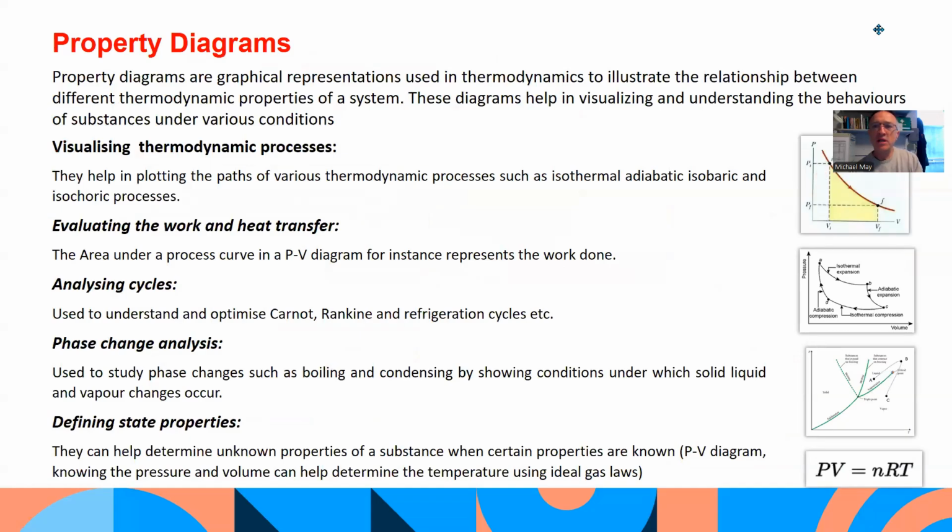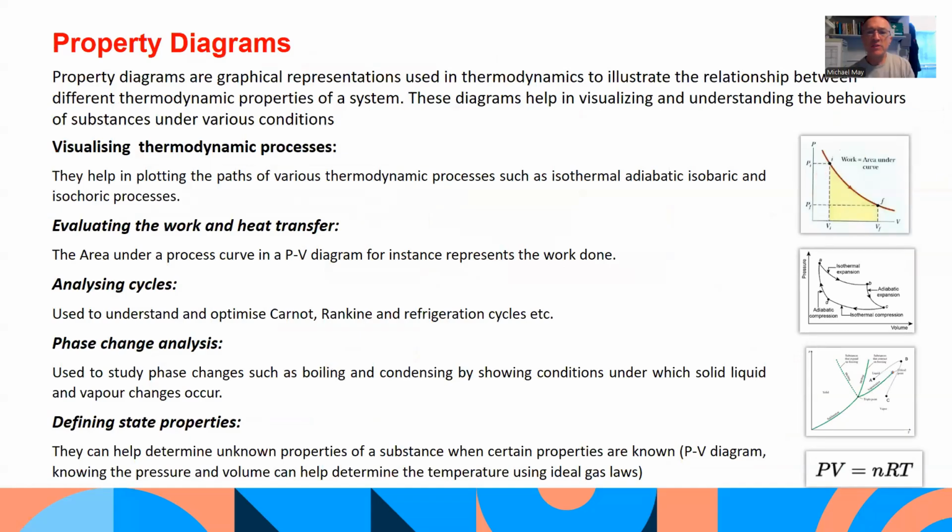Now, engineers like to visually see what's going on in systems. And one way they can visualize a process, for example, is using property diagrams. So it says here, property diagrams are graphical representations used in thermodynamics to illustrate the relationship between different thermodynamic properties of a system. These diagrams help in visualizing and understanding the behaviors of substances under various conditions. So the one thing they do is help us visualize the process.